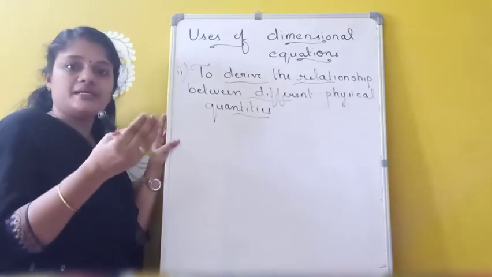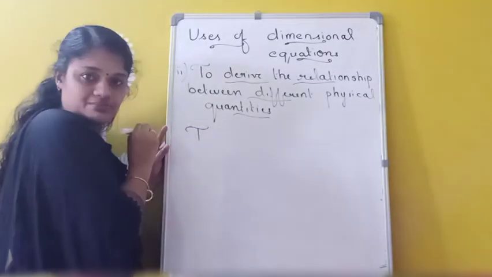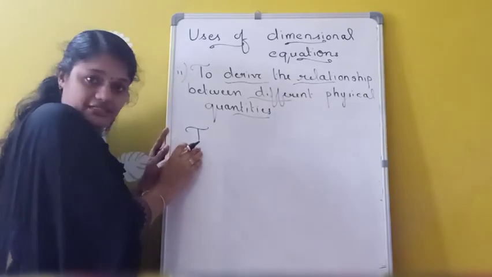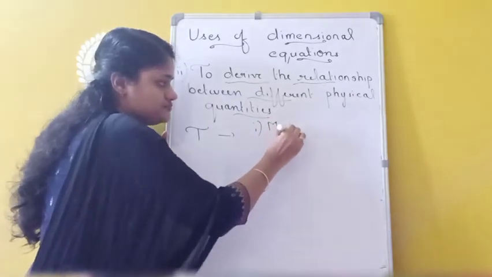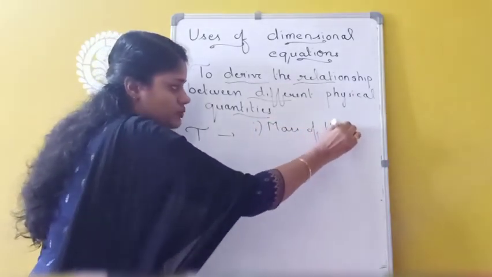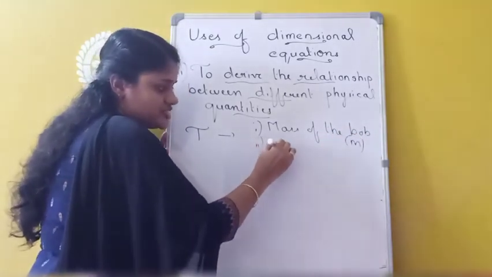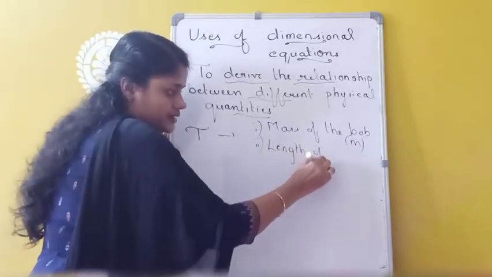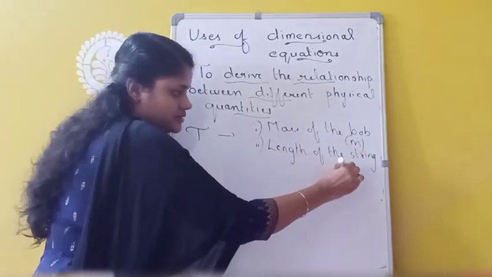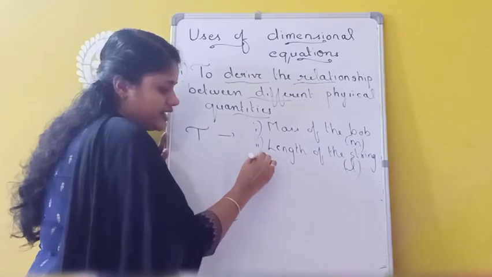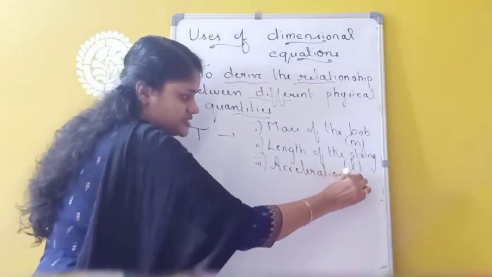We want to find the time period of a pendulum. The symbol for time period is capital T, and this time period depends mainly on three factors. First one is the mass of the bob, small m. Second one is the length of the string, or length of the thread, L. Third one is acceleration due to gravity.